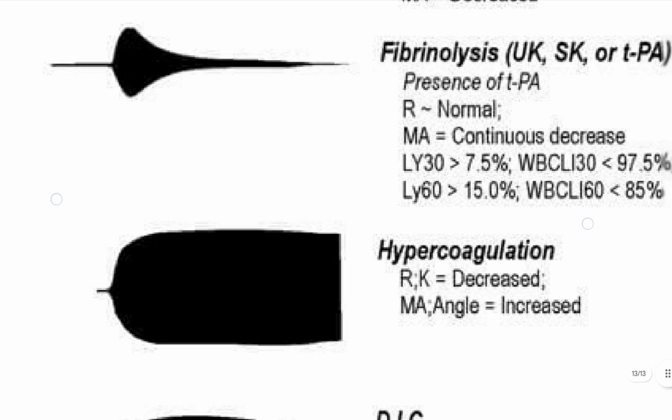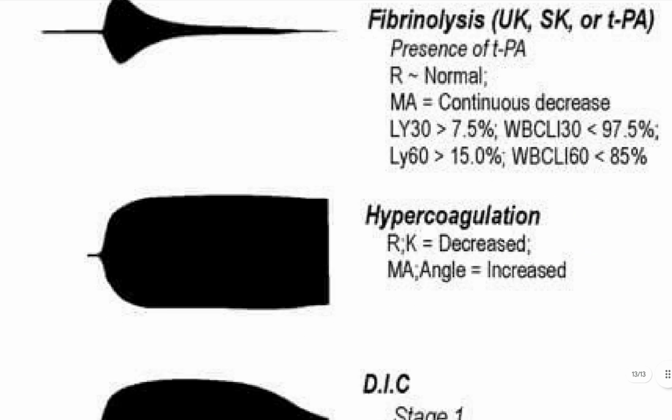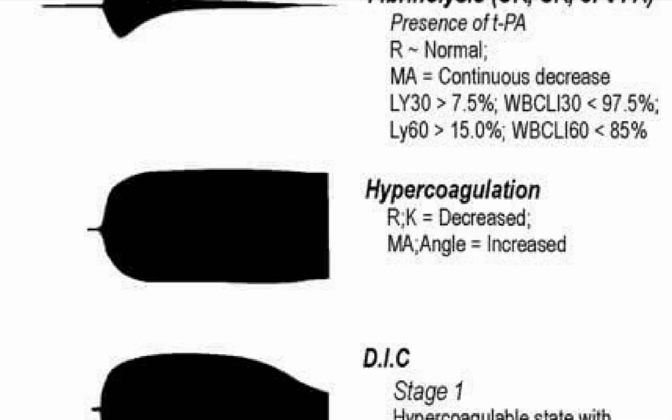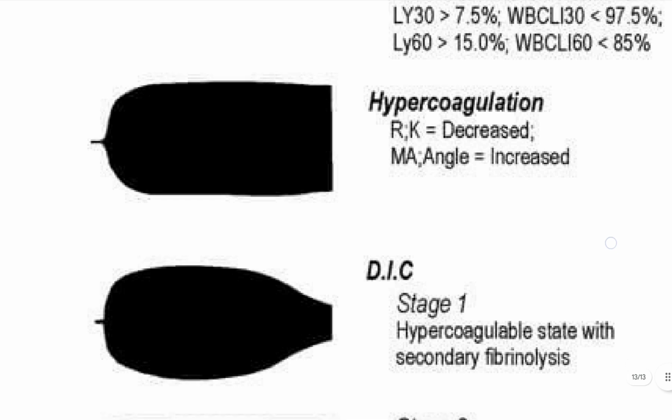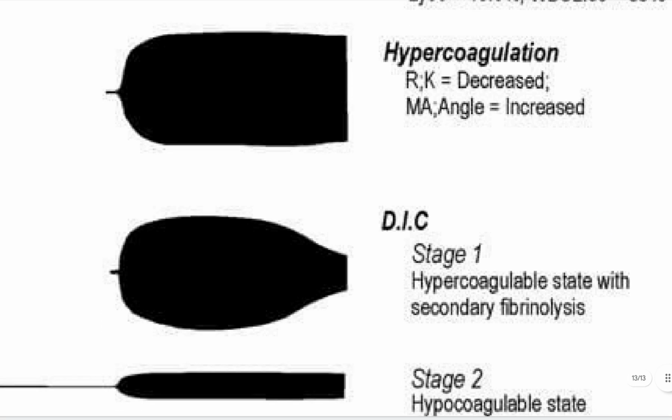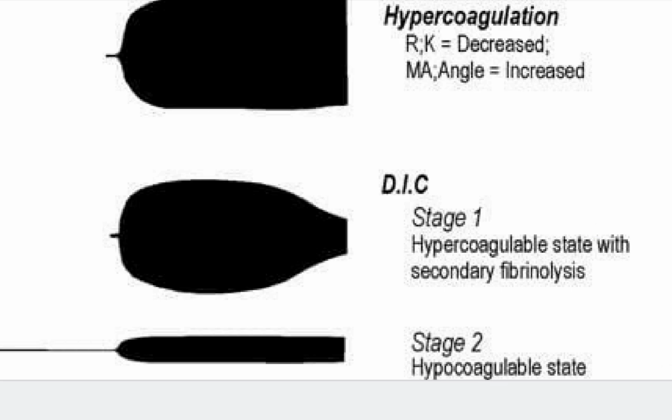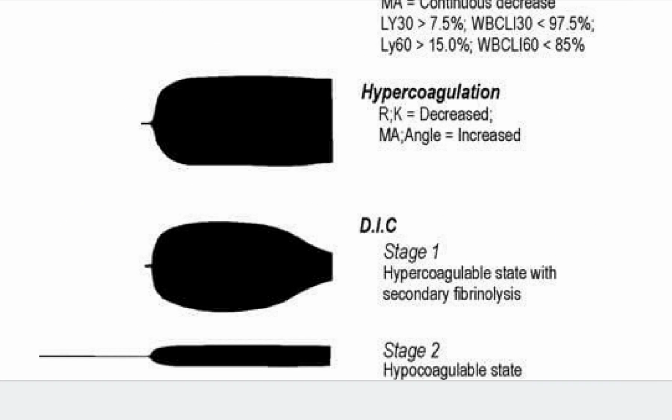Next is our hypercoagulation state. In the hypercoagulation state, R and K time are decreased because the clot forms rapidly, and maximum amplitude and alpha angle are increased. This is basically seen in DIC stage 1. Next, DIC stage 2 is the hypocoagulated state. In that there is an increase in R time and K time, and simultaneously the patient has a decrease in maximum amplitude, and the alpha angle is also decreased. This is the hypocoagulated state seen in DIC stage 2.